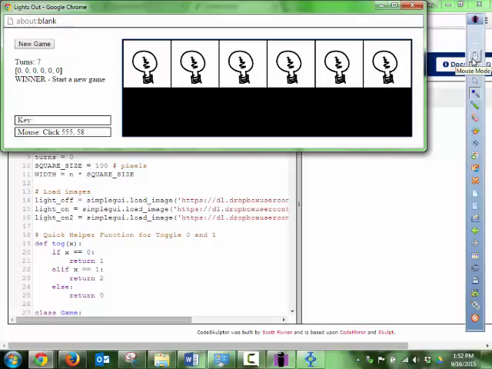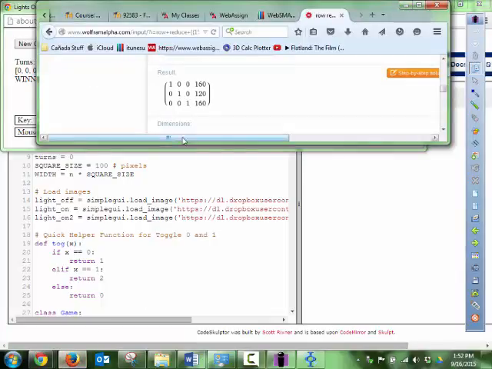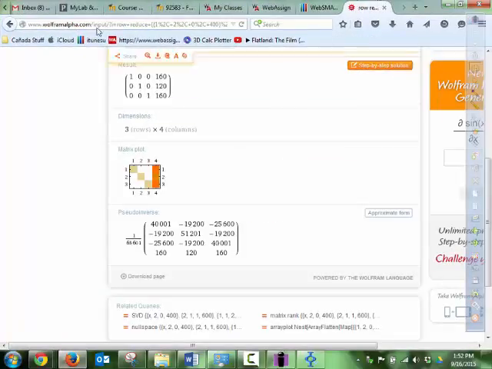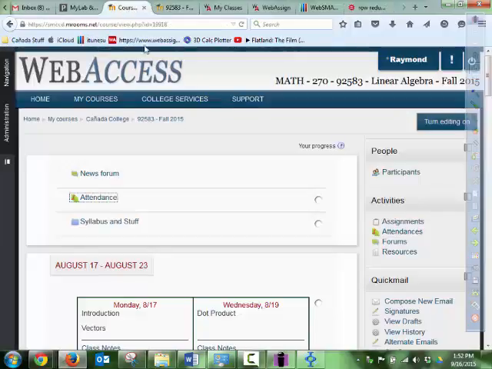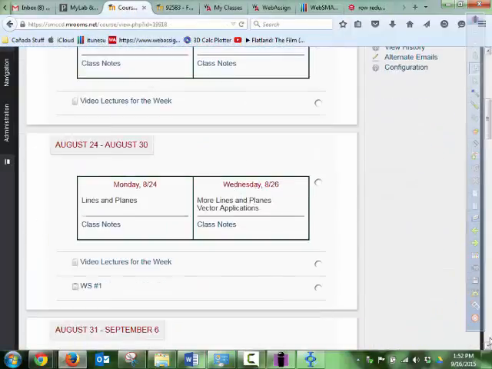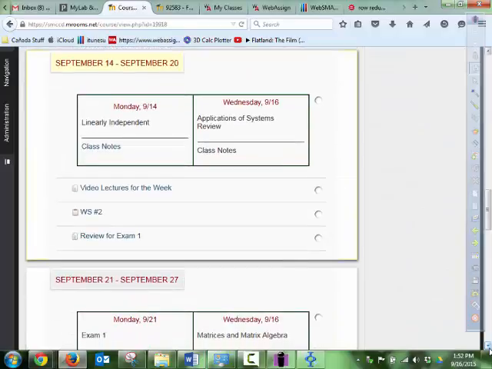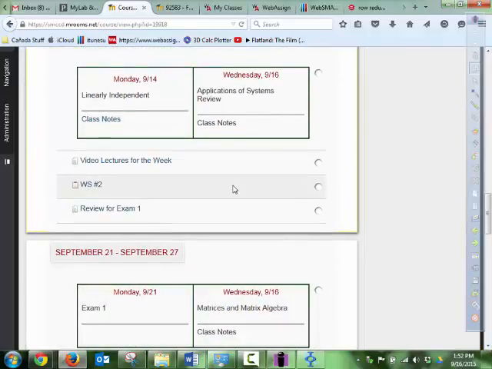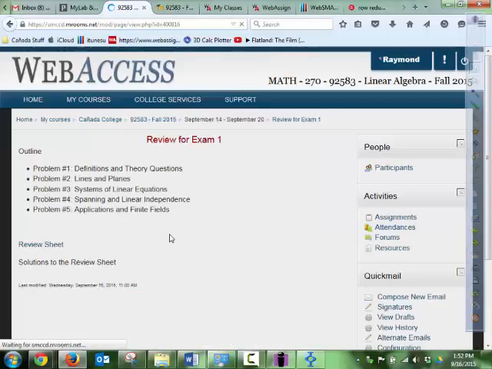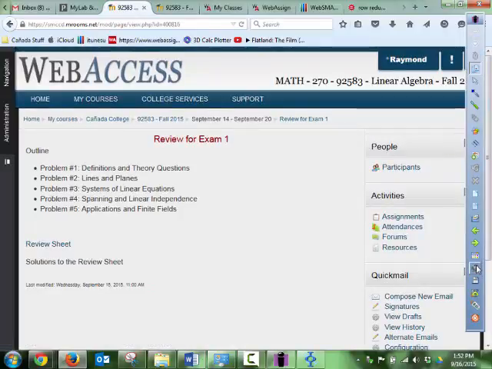So, yes, let's take a look online. The test was supposed to be today, but we'll postpone it to Monday. We postponed it to Monday, so it'll be on Monday. There's a review for exam number 1 in this week's time block, and the review will have the outline for the test, and here's the outline.